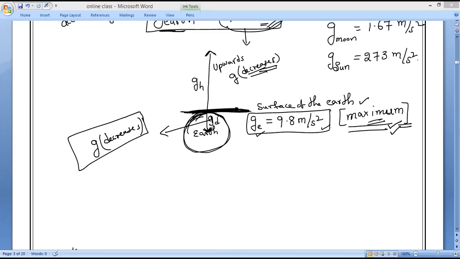Write: the value of acceleration due to gravity is maximum. Where is it maximum, guys?